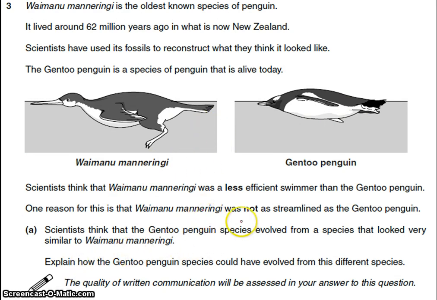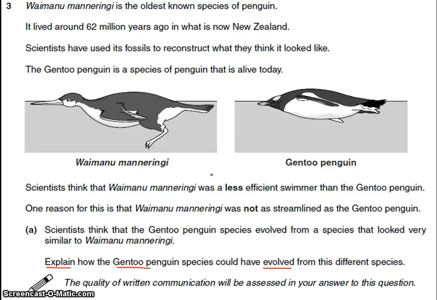Now, the key part of this question is that the Gentoo penguin species evolved from a species that looks similar to the Waimanu, and you have to explain how the Gentoo penguin species could have evolved from this original different species. This question is basically a 6-mark question on can you explain the process of evolution. So there's a couple of things that you have to be aware of for evolution. This question could come up in a whole variety of forms, and it's a really important part of B2.